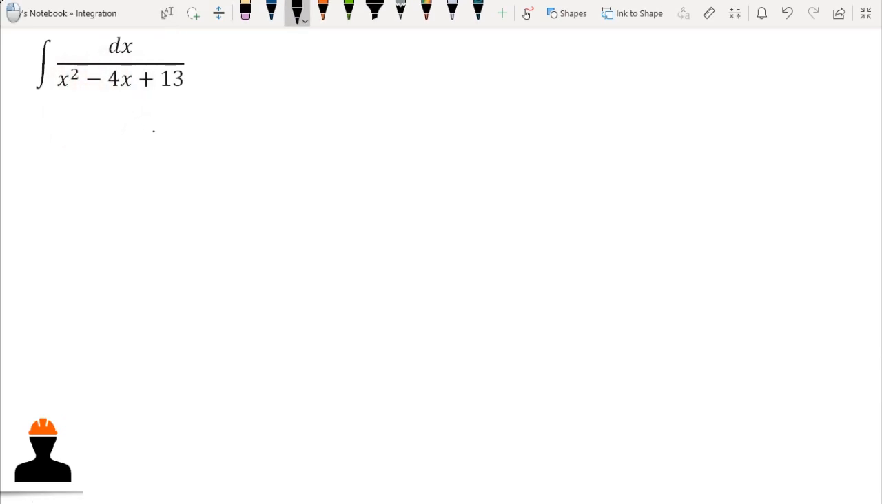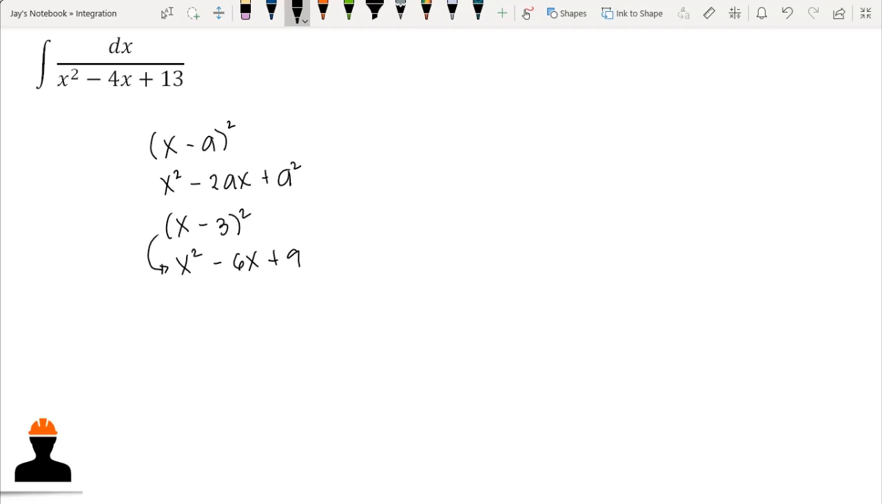So what are the examples of square of binomial? If we have x minus a squared, that would give us x squared minus 2ax plus a squared. Remember your algebra, correct? If you have x minus 3 squared, that would give us x squared minus 6x plus 9. Now how did I change this into this form?